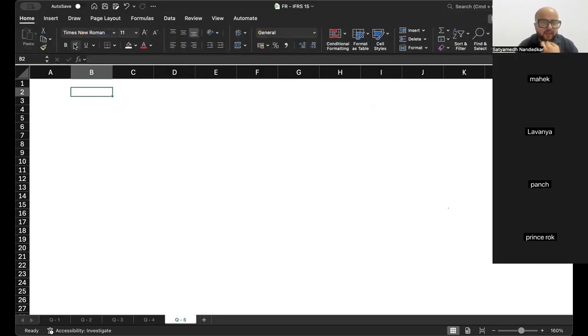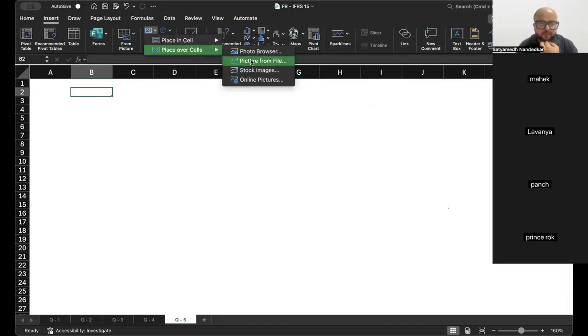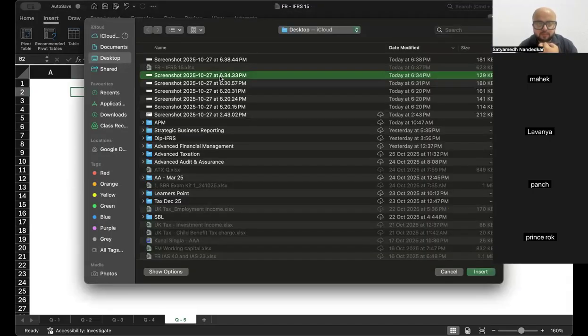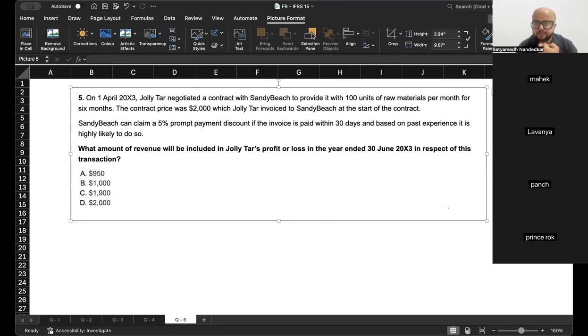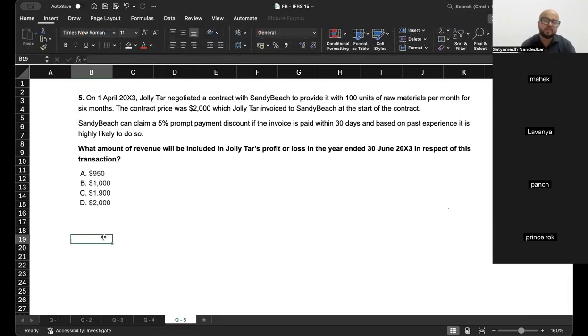Oh, this is not the one. I need question 5 first. Have a look at this. On 1st of April 2003, Jolly Tar negotiated a contract with Sandy Beach to provide it with 100 units of raw material per month for 6 months. The contract price was 2000, with Jolly Tar invoiced to Sandy Beach at the start of the contract. Sandy Beach can claim a 5% prompt payment discount if the invoice is paid within 30 days, and based on past experience, it is highly likely to do so. What amount of revenue will be included in Jolly Tar's P&L for the year ended 30th June in respect of this transaction? ठीक है.